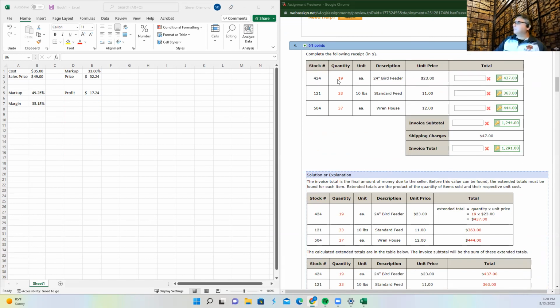So on your line items, you'll take however many you bought times the unit price, added in here. Your invoice subtotal.